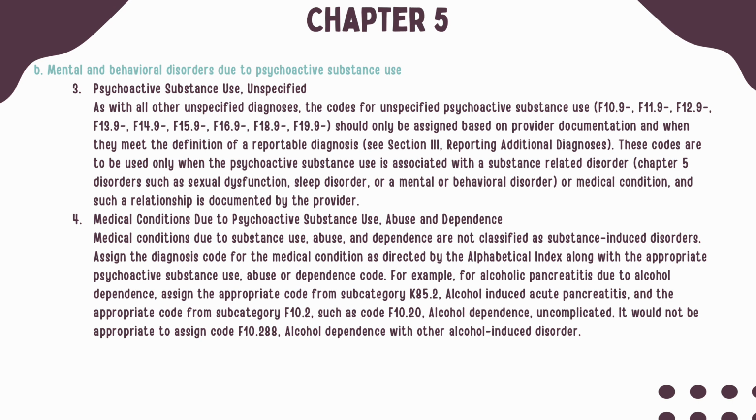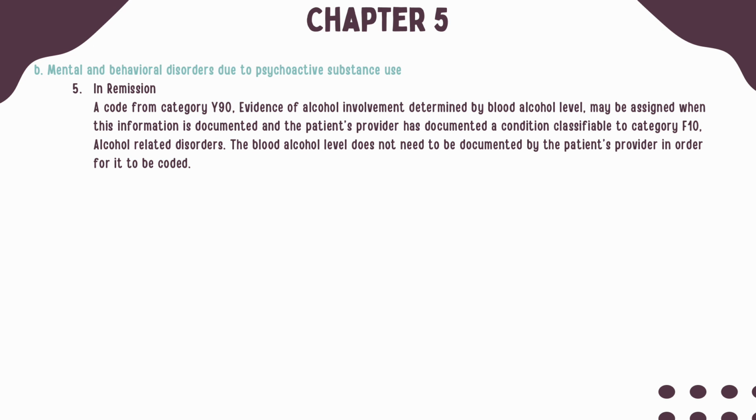When the type of diabetes is not documented anywhere within the medical record, you can default to type 2 diabetes represented by category E11. When your blood alcohol level is recorded and the provider has documented a condition that is classifiable to category F10 for your alcohol-related disorders, a code from category Y90 can be assigned in order to represent the blood alcohol level.